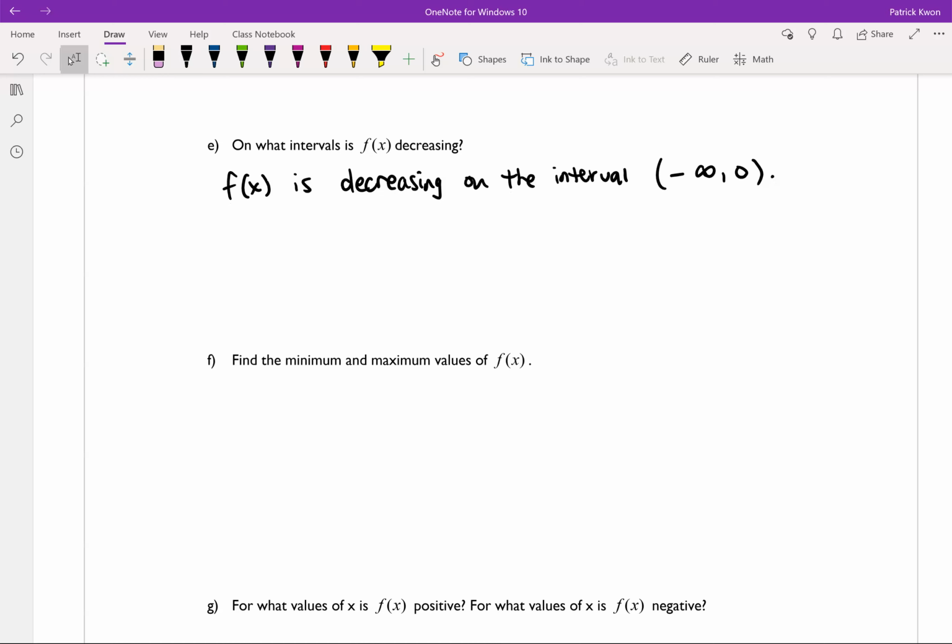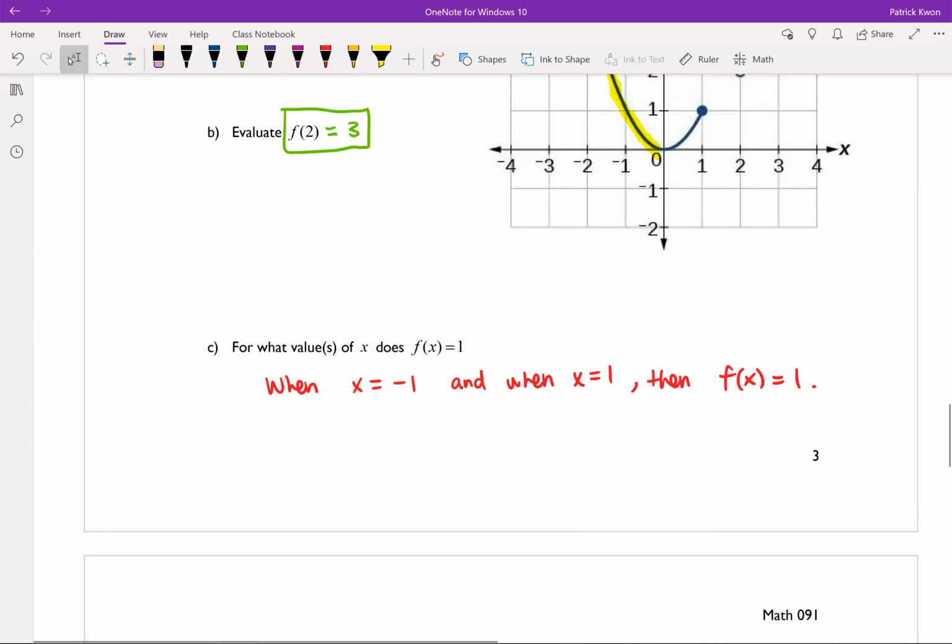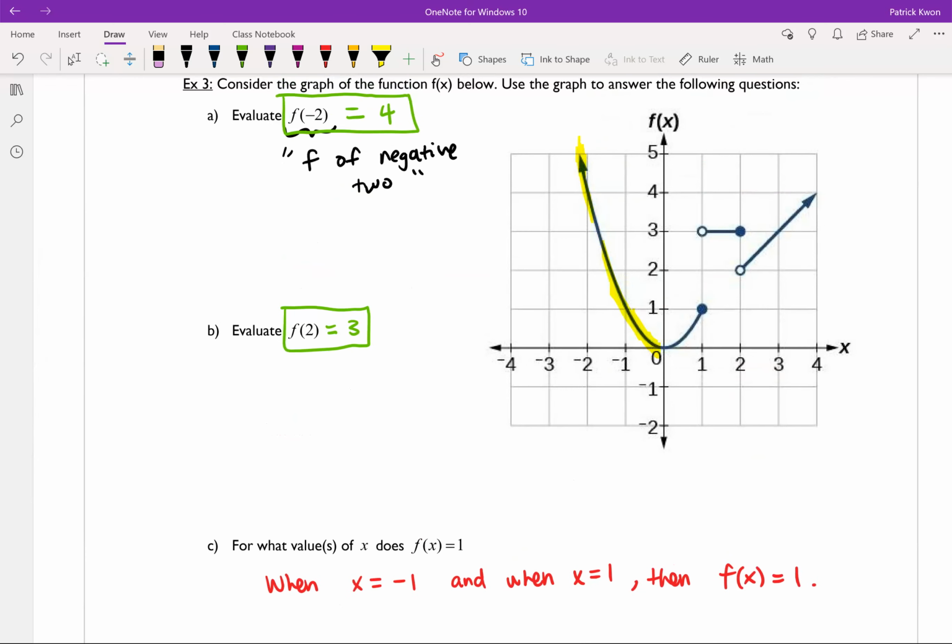Find the minimum and maximum values of f of x. So let's go back to our graph. I'm going to erase the highlighted portion. Now, the minimum is the lowest point on the graph, and I'm going to highlight that. So that's occurring right here at the origin. But notice that there actually is no maximum, or the highest point does not exist, because this arrow here indicates that it's going to go on forever in that direction.